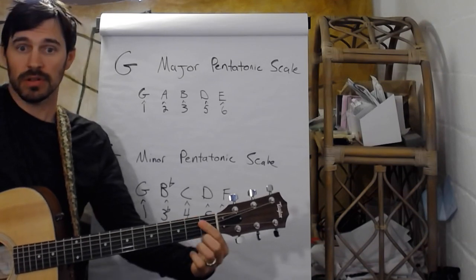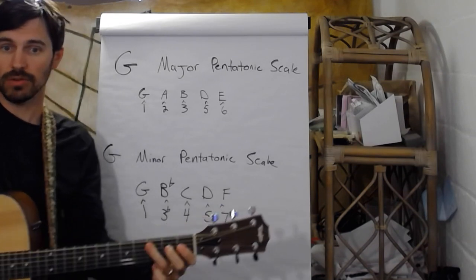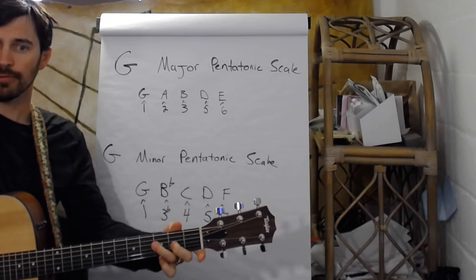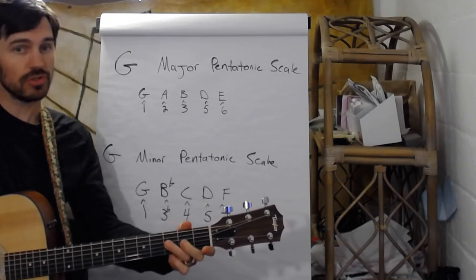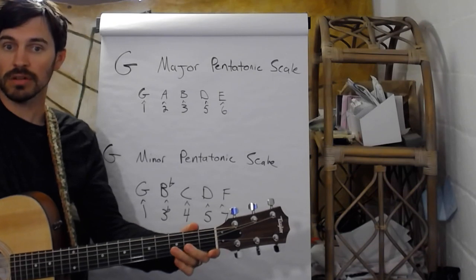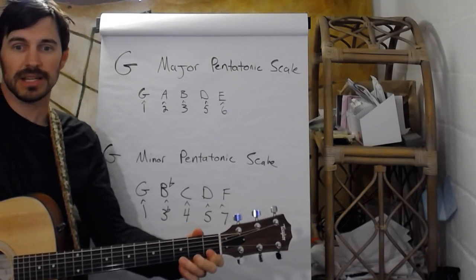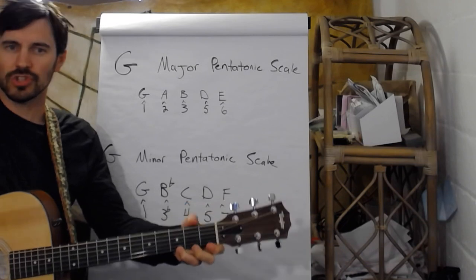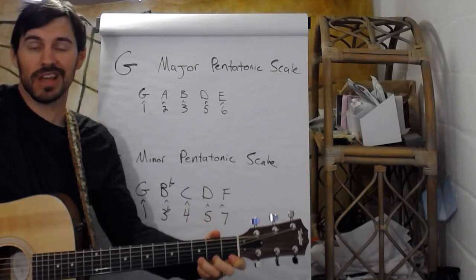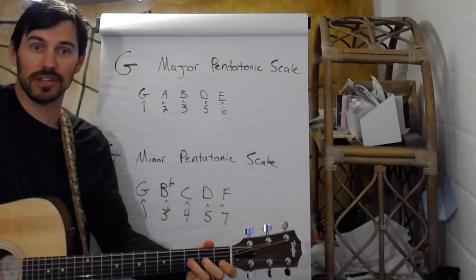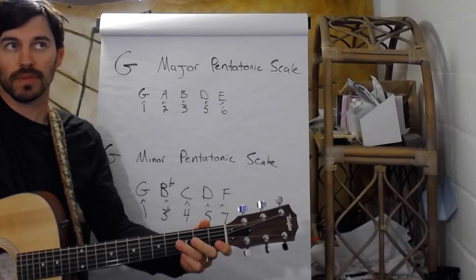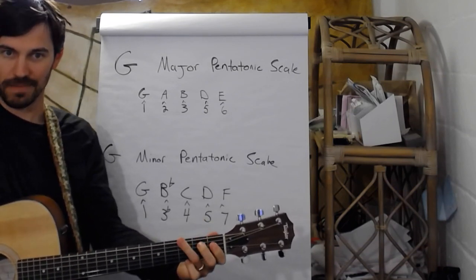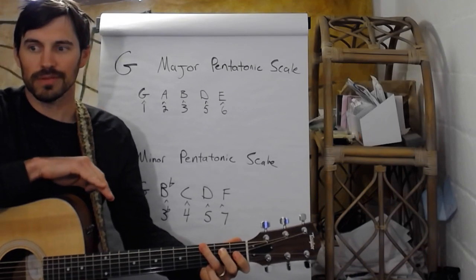G note, B flat note, C note, D, F. And if I keep going, G, same notes now, B flat, C, D, F, G. See if I can go backwards. G, F, D, C, B flat, G, F, D, C, B flat, G. Had to think about it a little bit going downward.